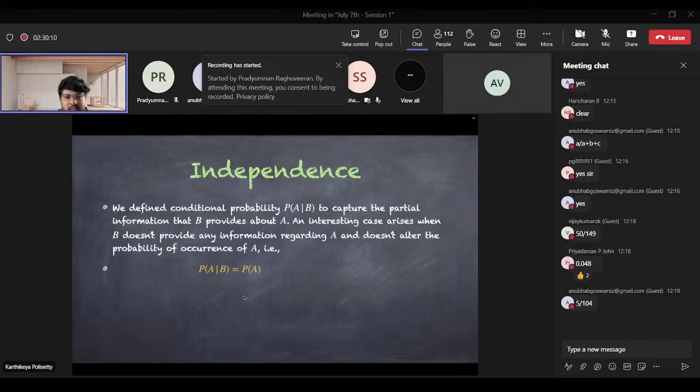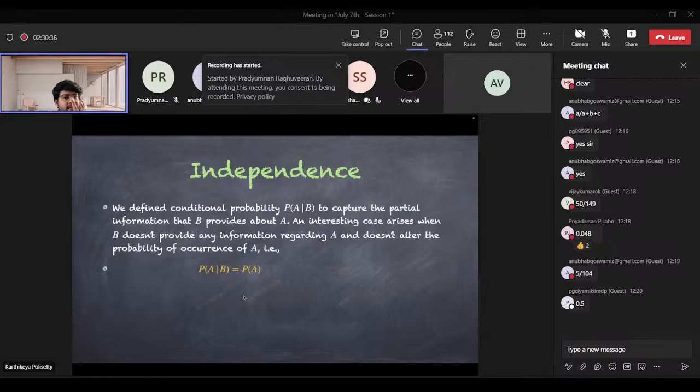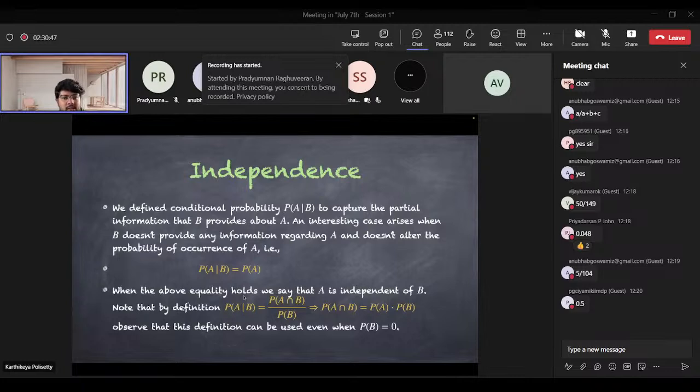So, what does this mean? You are tossing a coin twice, and it is given that your first toss is a head. What is the probability that your second toss is a tail? It is half, simply half. So, the fact that the first toss is a head doesn't affect the probability of the second toss being a tail. Such situations are considered as independent events. So, when the above equality holds, we say that A is independent of B.